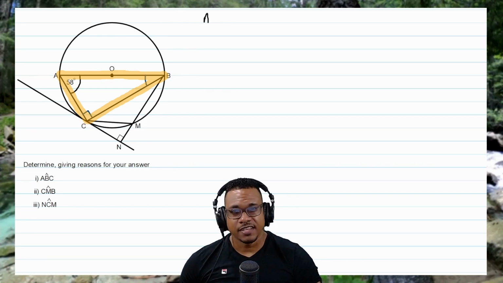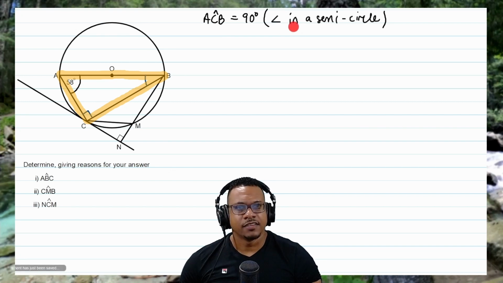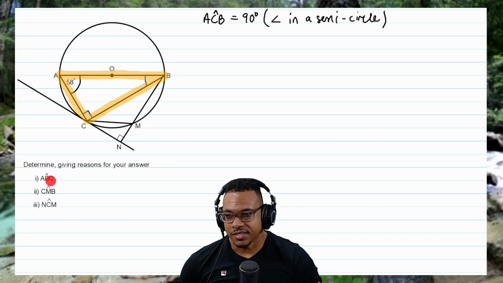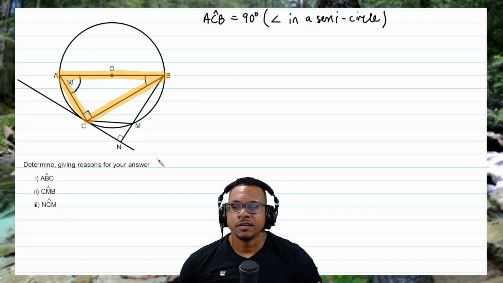So I'm going to say angle ACB is equal to 90 degrees. And my reason for that would be angle in a semicircle. So now I have triangle ABC and the 3 interior angles must add up to 180 degrees. So 58 plus 90 plus this angle ABC, that's this angle right here, must add up to 180 degrees.